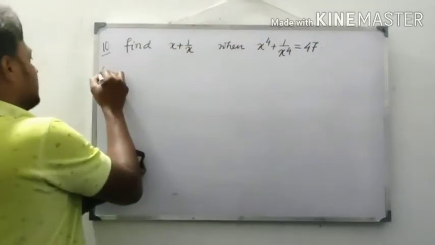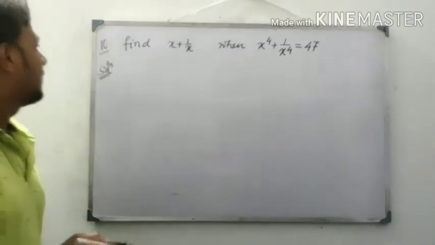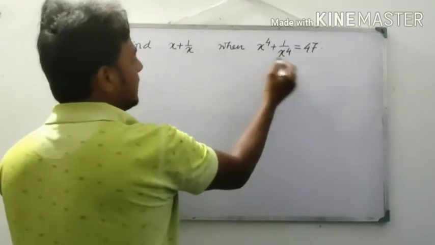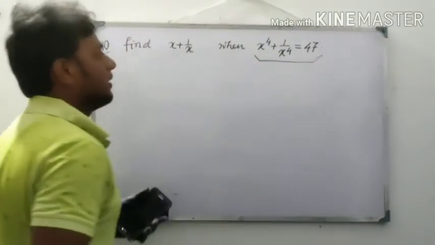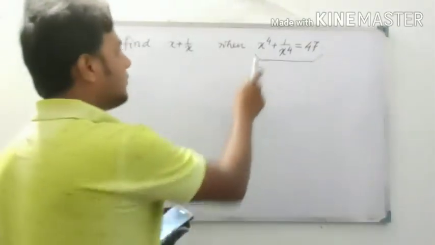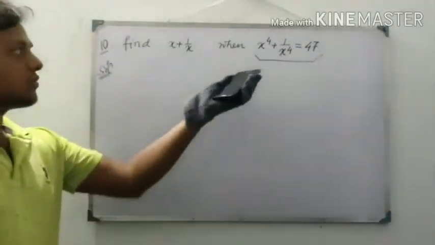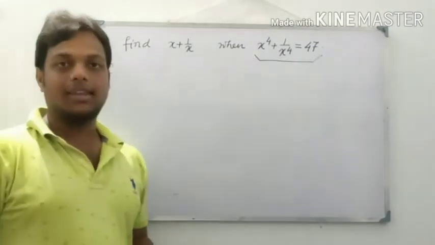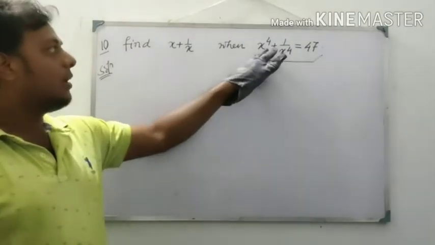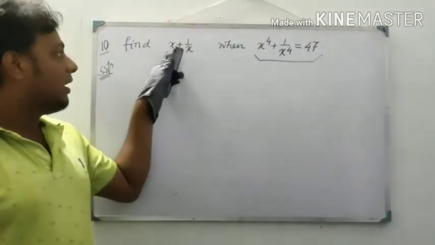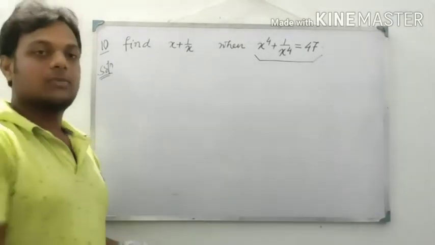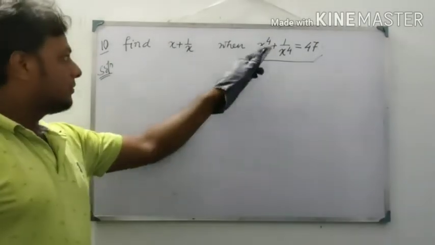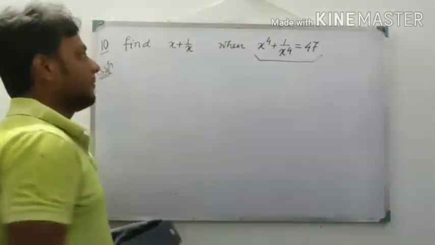Okay, this is also a good problem. Problem number 10 is we have to find out the value of x plus 1 by x when, that means this is our given now. We are given that x to the power 4 plus 1 by x to the power 4 equals to 47, and from this given we have to find out x plus 1 by x. See here, the degree or the power of x is 4 and we have to decrease the degree. We have to diminish the degree of x. Okay, so in two steps we will diminish the degree. Clear?